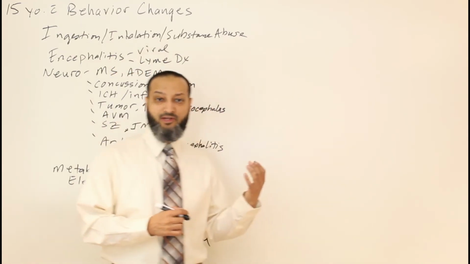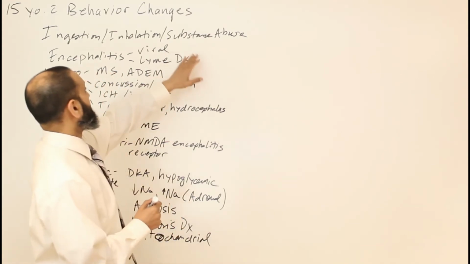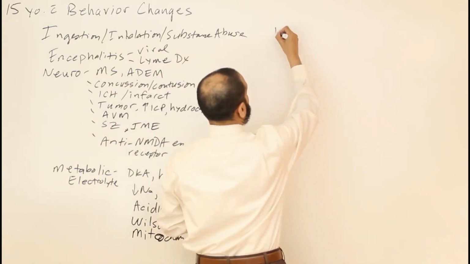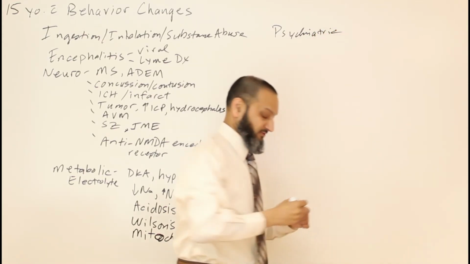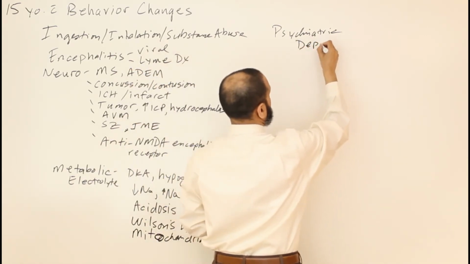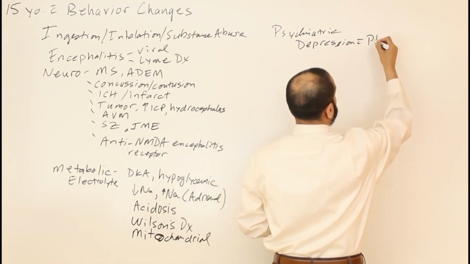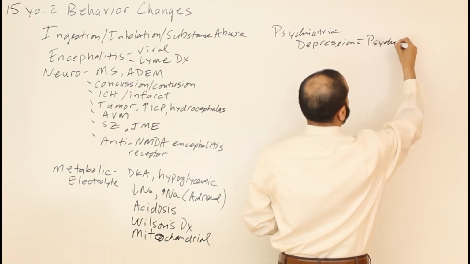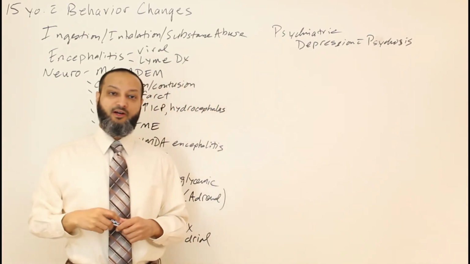And now as we move on to other categories in a 15-year-old girl, we can think about substance abuse, and in this category up here we can think about other psych issues, right? Other psychiatric causes of behavior changes in the 15-year-old adolescent, right? So under psych, you can think about, maybe she has depression, is having psychosis, right? So depression with psychosis, and that is causing her to have the behavior changes. So that's something to think about as well.